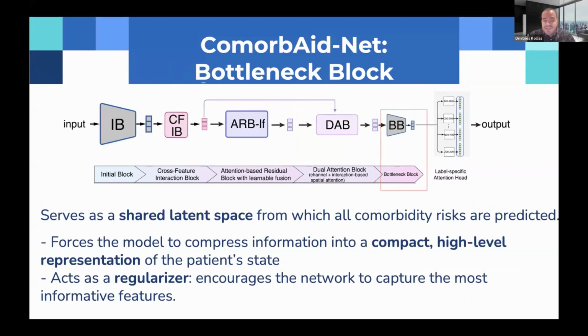Then we have the bottleneck block, which serves as a shared latent space from which all the comorbidity tasks can be predicted in the next stage. It forces the model to compress the information into a compact, high-level representation of the state of the patients. And it acts also as a regularizer, so it can encourage the network to capture the informative features compared to those that are non-informative, redundant, or even noisy.